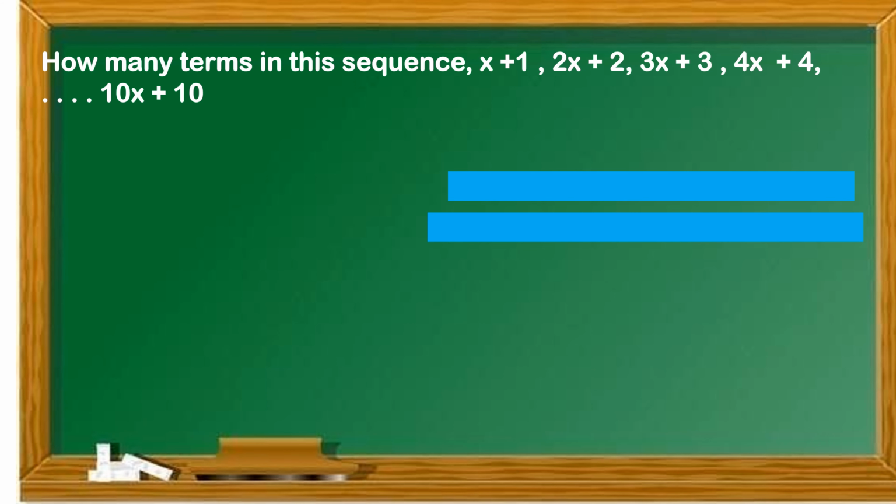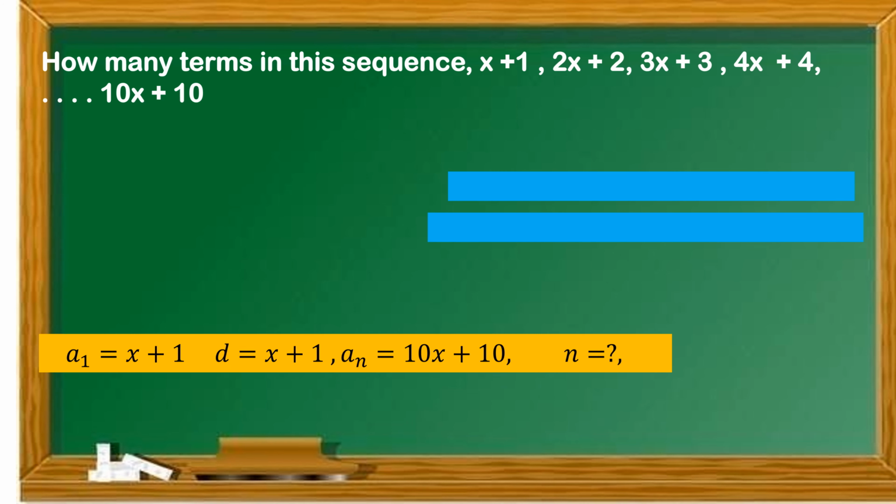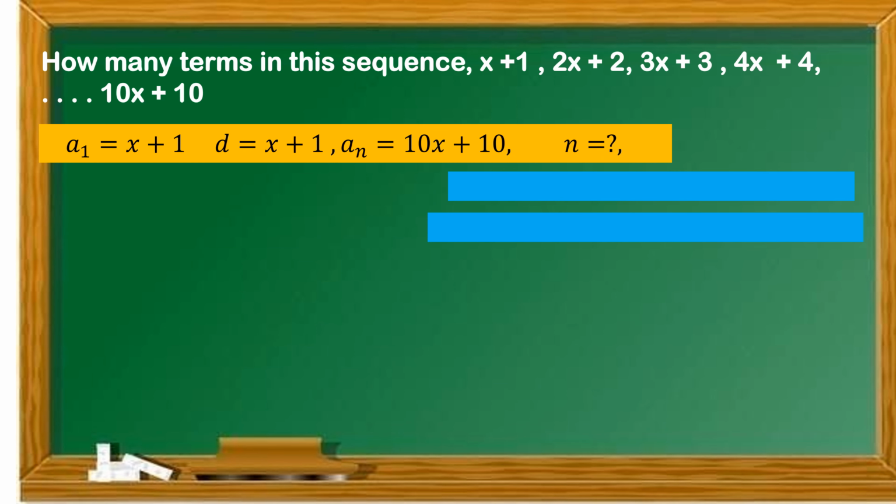How many terms in this sequence? x plus 1, 2x plus 2, 3x plus 3, 4x plus 4, and until 10x plus 10. As to what term is 10x plus 10? Let us try to see and have the given data. So our first term is x plus 1, and then our common difference is x plus 1.